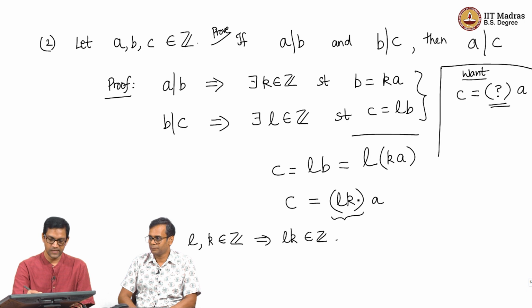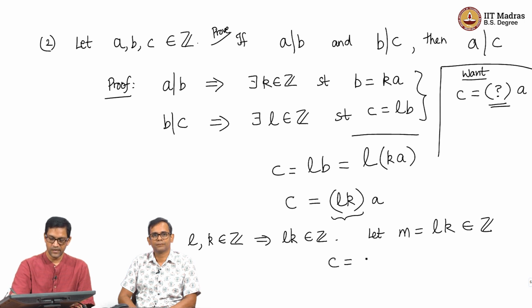I can call it something. Let M be that integer. Let M be the product of L times K. That's an integer. And what we have finally done is written C as M times A. In other words, we have proved that A divides C.